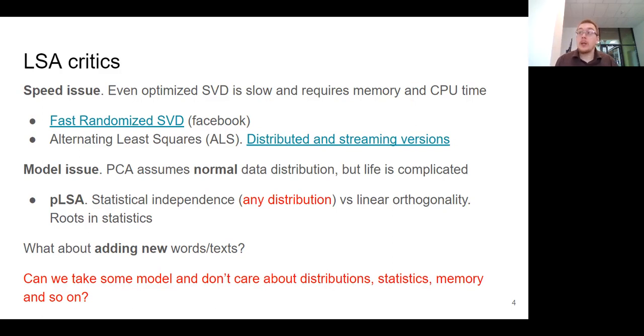The second issue with LSA, with the approach which requires SVD, is that PCA and methods like this assume normal distribution of data. For PCA, you want to maximize the variance, and you assume that the first principal component takes the direction in which the variance of the data is maximized, and you first do centering. What's interesting in PCA? PCA takes the center of the data and then estimates the variance.